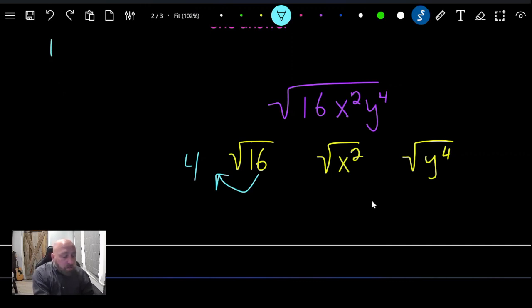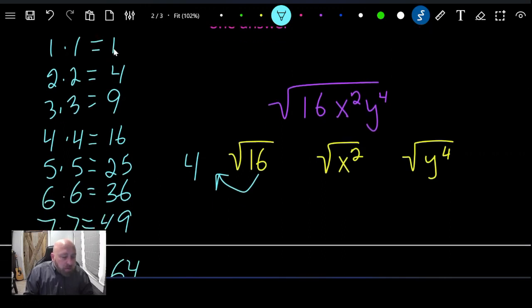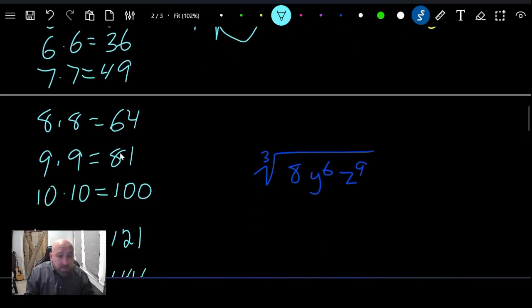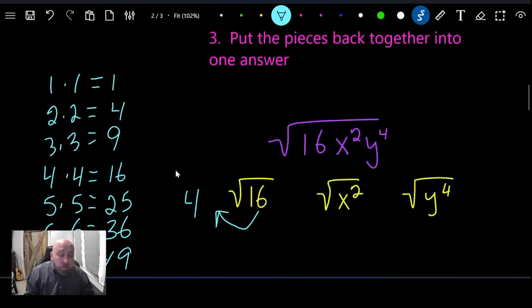So if you have 1 times 1, that equals 1. If you have 2 times 2, that equals 4. 3 times 3, and I'm going to go ahead and fill this chart out so you can take a look at it. All right, so I went ahead and filled the rest of the chart in. It goes 1, 4, 9, 16, 25, 36, 49, 64, 81, 100, 121, 144. What is that? Those are the square factors.